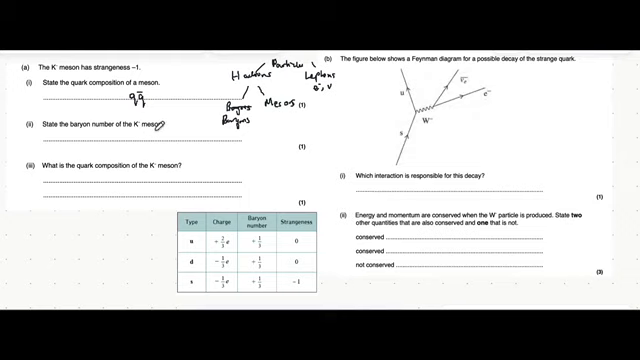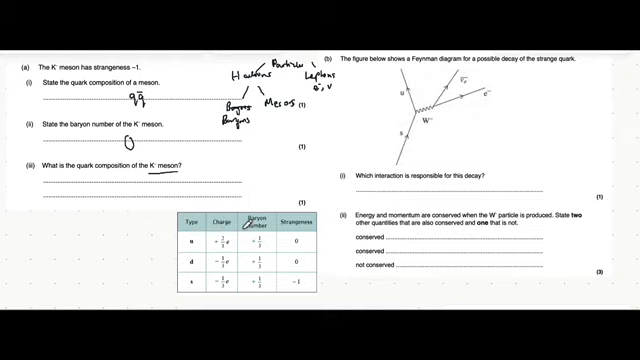Now, mesons in general, because they're not baryons, they don't have a baryon number at all. They have a baryon number of 0. Only baryons have a baryon number of 1. And antibaryons, like an antiproton, would have a baryon number of -1. So what's the quark composition of a K minus meson?